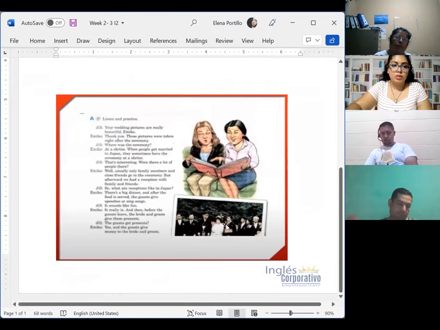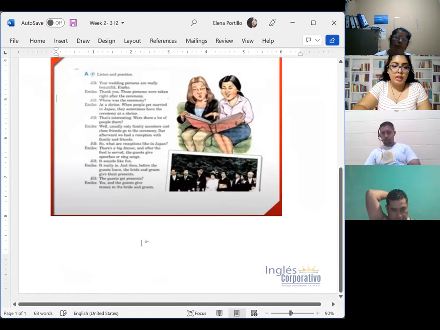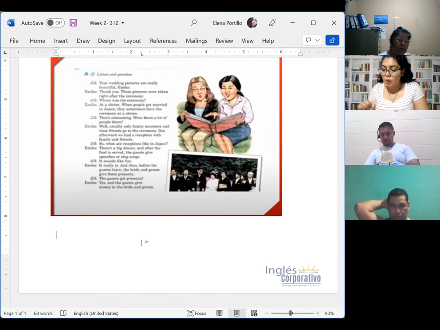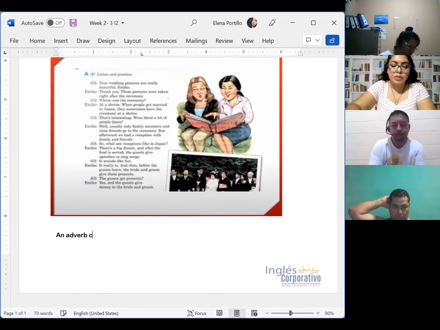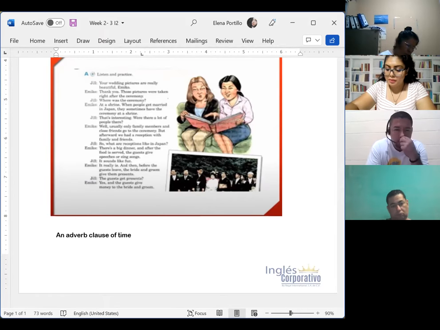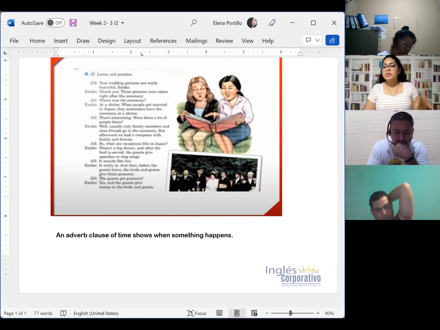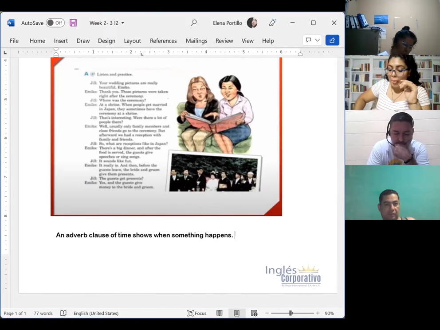I'm going to do it like this, because I need this image at the beginning. Then I need the information like this. So, it says, an adverb clause of time shows when something happens. In this case, it is telling us when something happened. In the conversation, she is telling the time when the action happened. Las cláusulas adverbiales de tiempo nos muestran cuando algo pasó o cuando algo pasa.